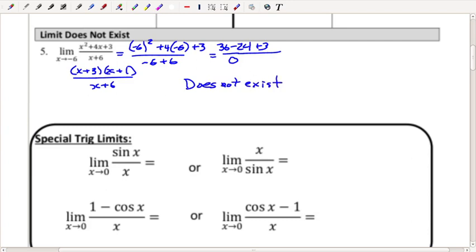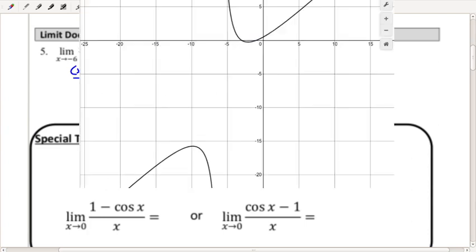Again, let's just take a look at the graph to see why the limit doesn't exist. So you don't have to have this graph memorized. You just need to be aware that at this value of -6, which would be right about here, I've got this asymptote going up and going down. So whenever I get a number over 0, what I'm looking at is an asymptote, and the limit does not exist.